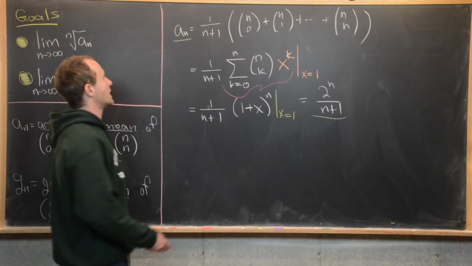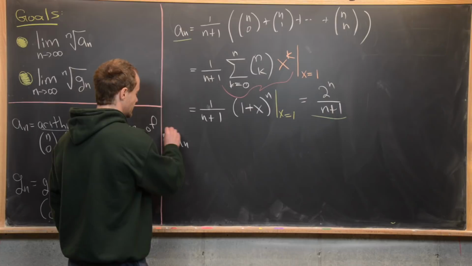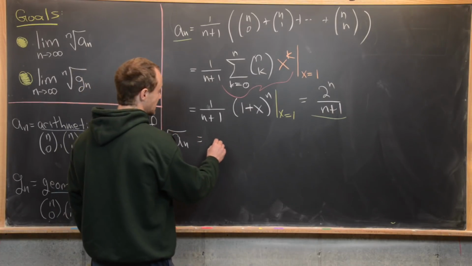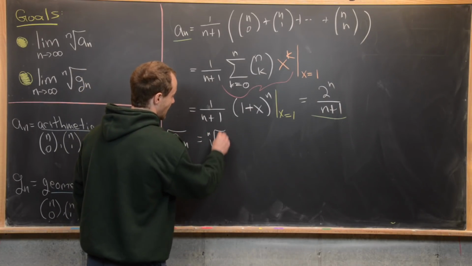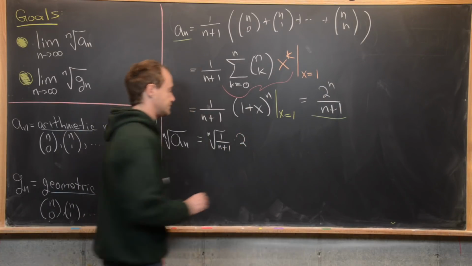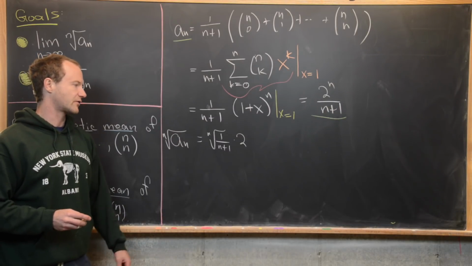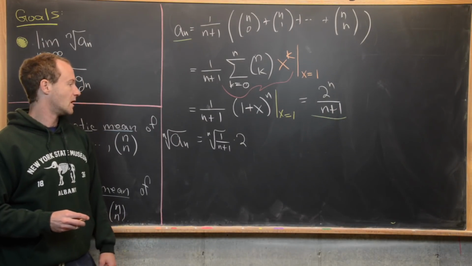So let's calculate this a sub n, the nth root. That is going to be the nth root of 1 over n plus 1 times 2 to the n. The nth root of 2 to the n is just 2, and then you get the nth root of the rest of this. Okay, great.